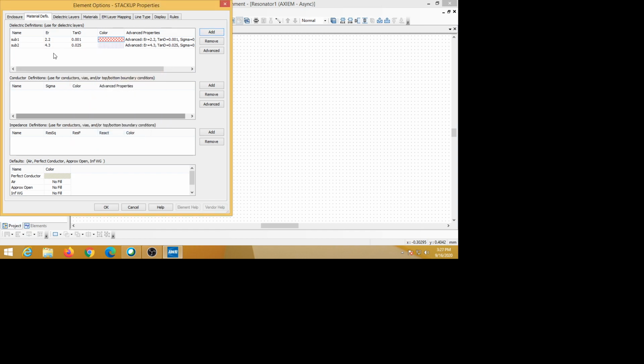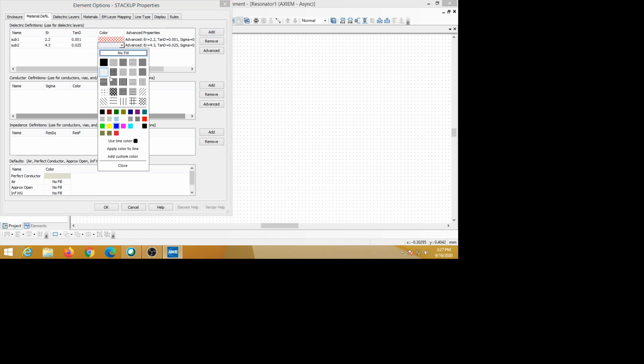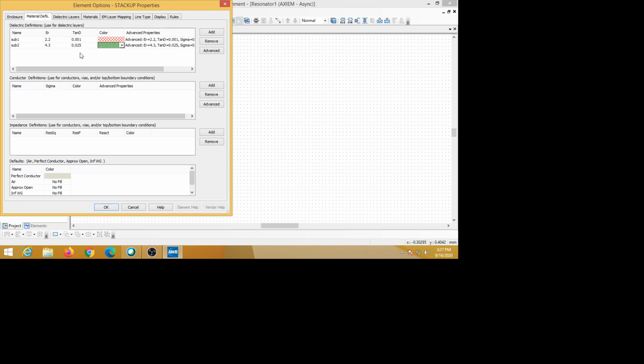Now if there are two dielectrics or substrates in our structure, to distinguish substrate 1 and substrate 2 you can have a different color. This is the color for substrate 1, a blue color, or you can change it. If you click over here, I am changing this to green. Wherever substrate 2 is there, this color will come; wherever substrate 1 is there, this color will come. Like that, you can use different colors to distinguish the substrates if there is more than one.